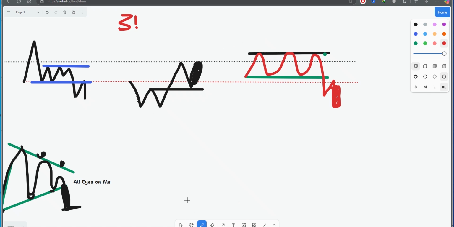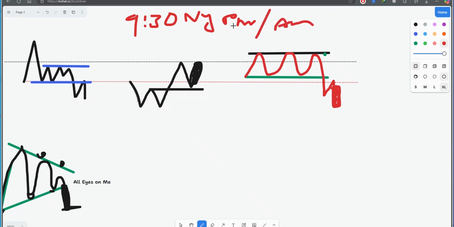And 9:30 a.m. Okay, I believe I'm not making a mistake. Mostly this move happened at 9:30, 9:30 New York time. I believe 9:30 a.m., if I'm not confusing the time, because here in South Africa it's roughly from 3 a.m.